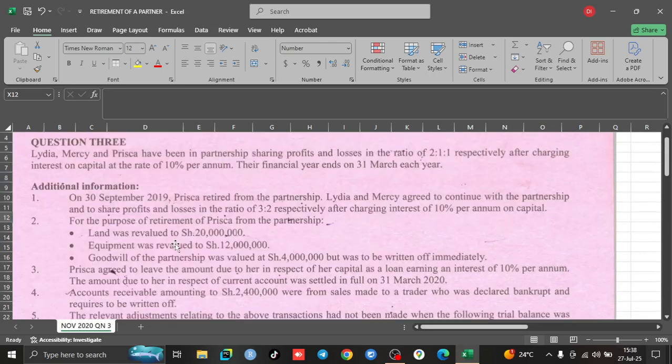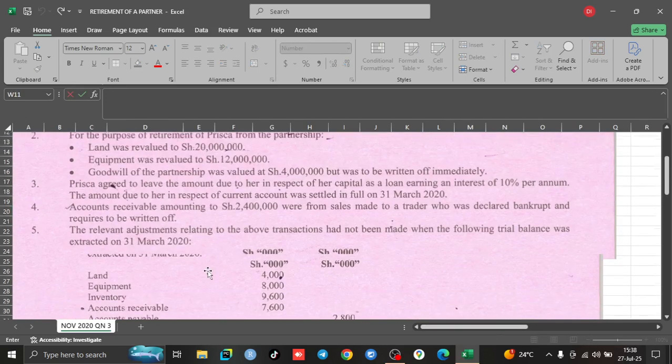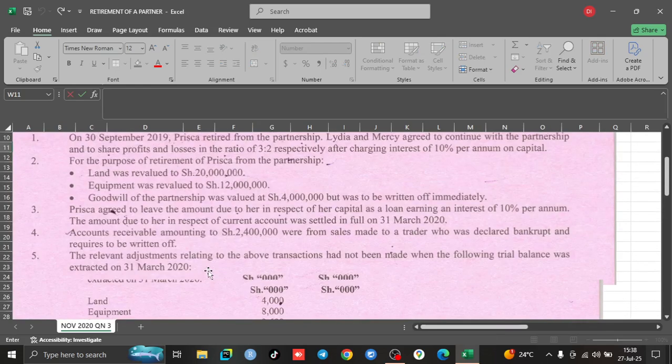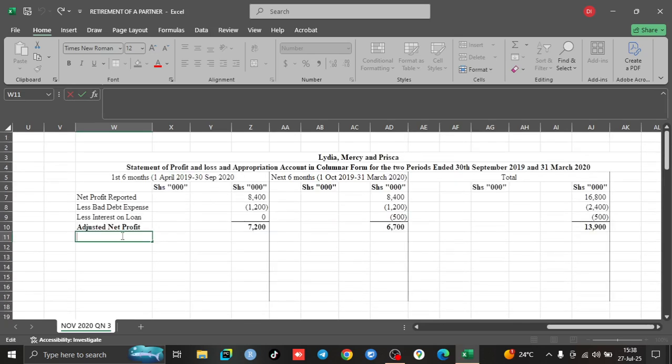Then after that, what we normally do is we add any interest on drawings if availed, but in this case there is nothing availed on interest on drawings, so we go directly to interest on capital. So less interest on capital. We have 3 partners: Lydia, Mercy, and Priska.